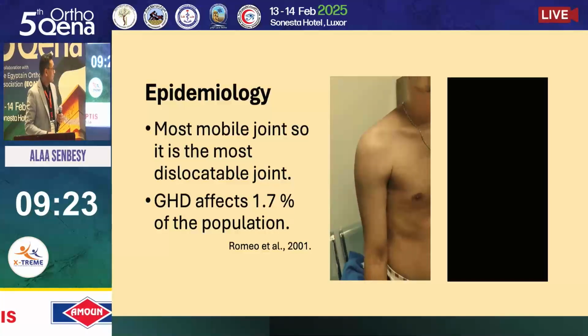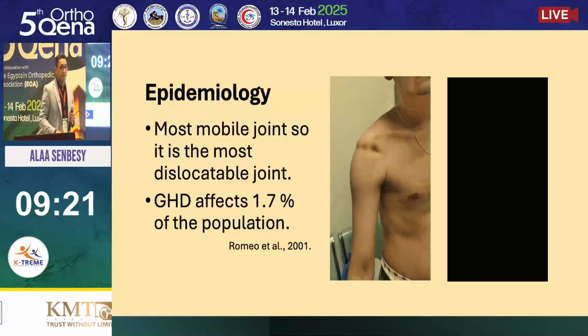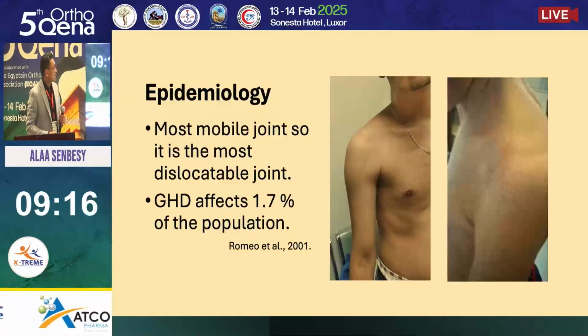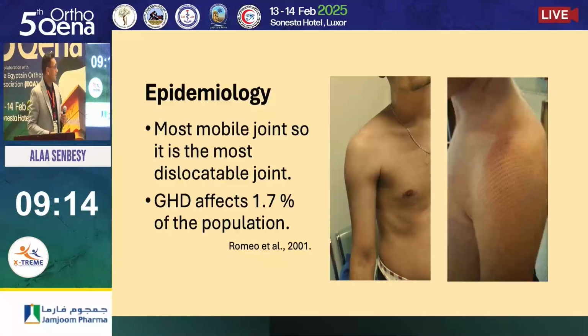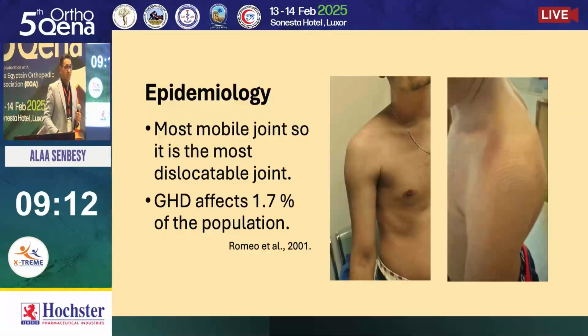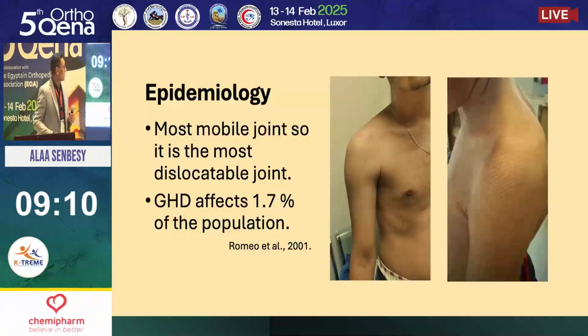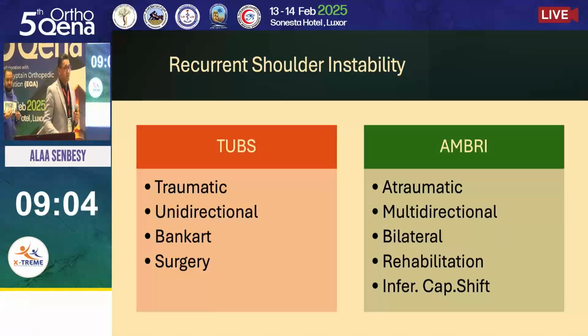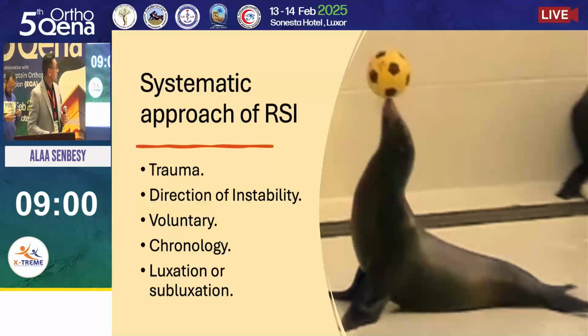Glenohumeral dislocation affects 1.7% of the population, according to Antonio in 2001. This first patient has inferior subluxation. The second patient has anterior and posterior dislocation. So it's multidirectional instability, which is not our topic today. Today we are going to talk about recurrent anterior shoulder instability, the traumatic unidirectional Bankart lesion.